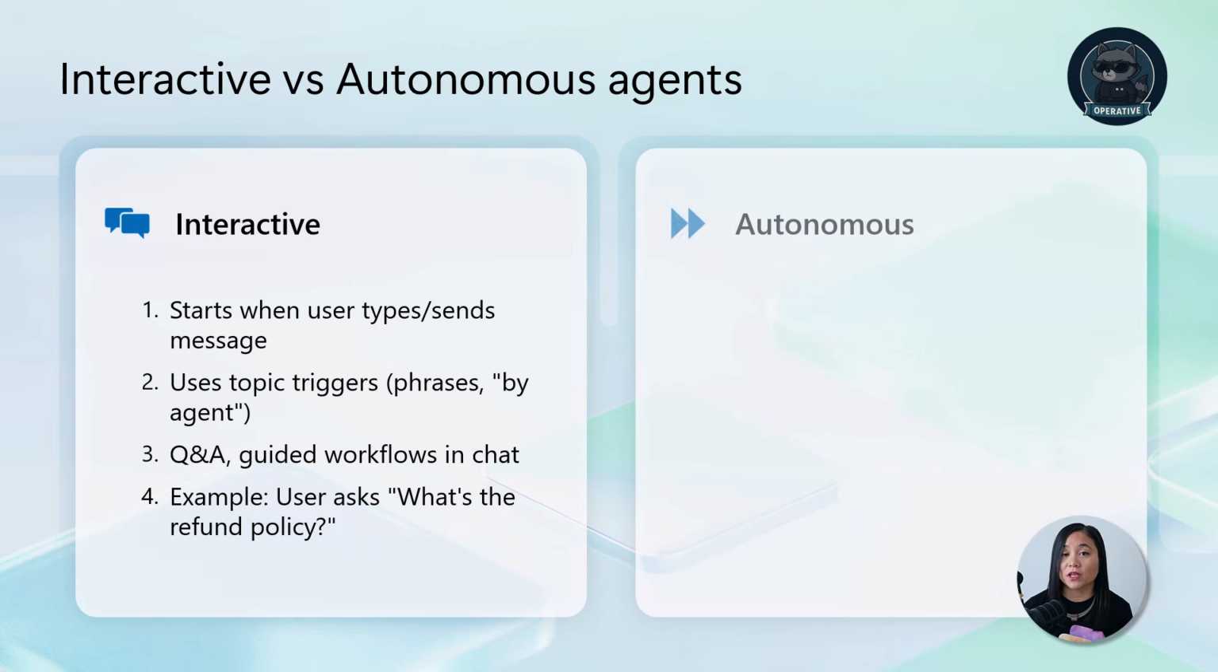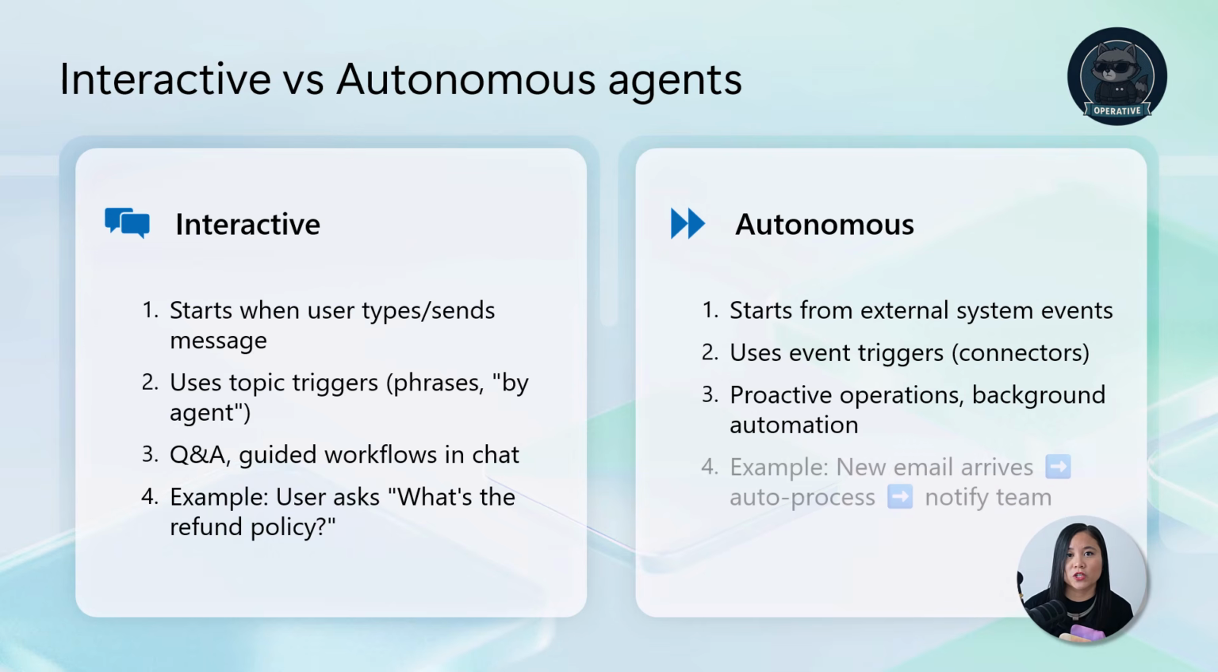Autonomous agents, on the other hand, start from external system events through event triggers via connectors. They perform proactive operations and background automation. For instance, when a new email arrives with a resume attachment, the agent automatically processes it, uploads it to Dataverse, and notifies the team without user input.